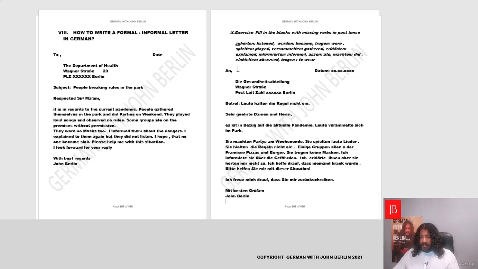Perfect. So basically it's, you begin with the an, Empfängername, Adresse, Datum, Betreff, Anrede, Einführung, Inhalt, Schluss, Begrüßung. Yeah? Fantastic. So that's how we write letter.